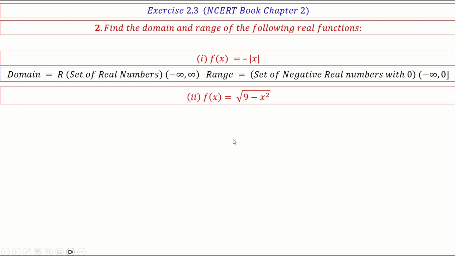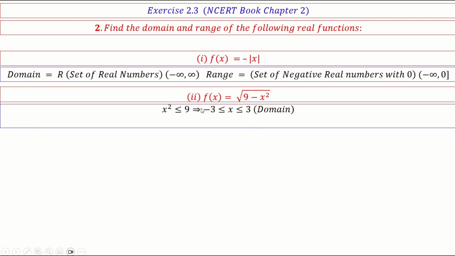Now, 9 minus x square. This is interesting. In the square root you cannot have a negative number. So 9 minus x square should be greater than or equal to 0, which means x square should be less than or equal to 9. So that means the domain of x should be minus 3 to 3 inclusive, because square root of 0 is 0. That is also good. But x cannot be less than minus 3 or more than 3. The domain is from minus 3 to 3.